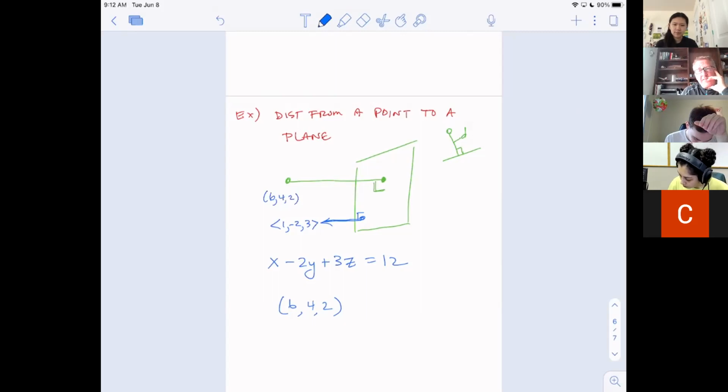But notice it's not where I want it to be. Remember, all by itself, that vector is emanating from 0, 0, 0. It's not emanating from the point I want it to. If I just draw it there, it's not going to hit 6, 4, 2. So how could I make it hit 6, 4, 2?